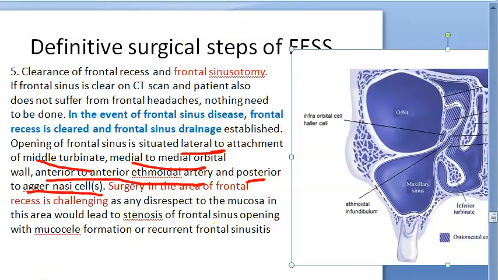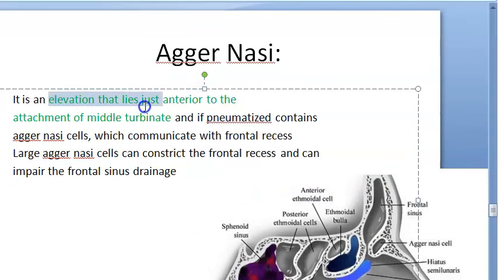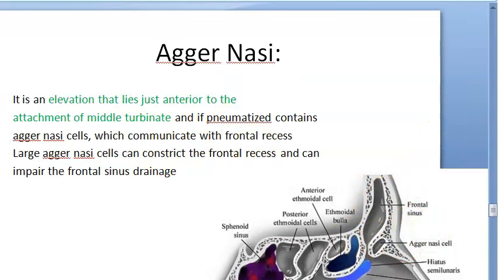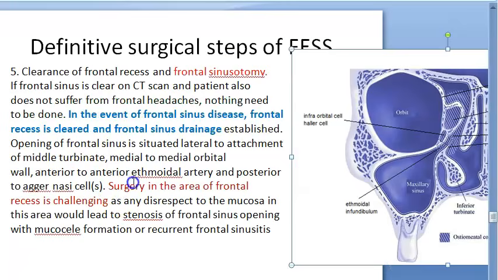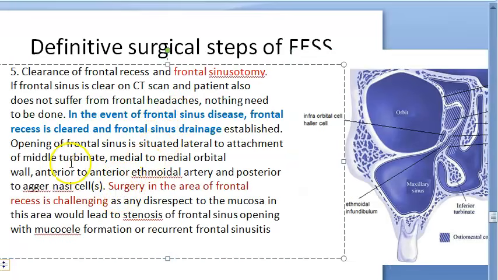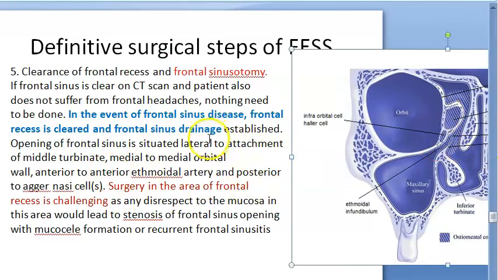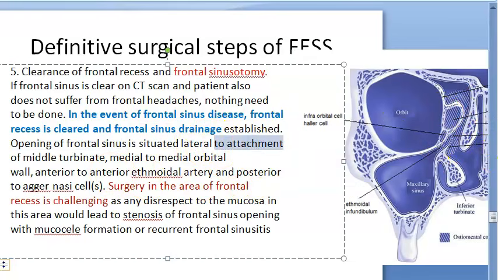Okay, what are these Agger nasi cells? Do you remember? It is an elevation that lies just anterior to the attachment of the middle turbinate that you can see here, right? So here you have the Agger nasi cell. Behind that only you will have the opening of the frontal sinus, which is very clear here. So you can see the frontal sinus opening is posterior to the Agger nasi cell. So now you know where the frontal sinus opens, right? So where does the frontal sinus open, guys? It opens lateral to the attachment of the middle turbinate.